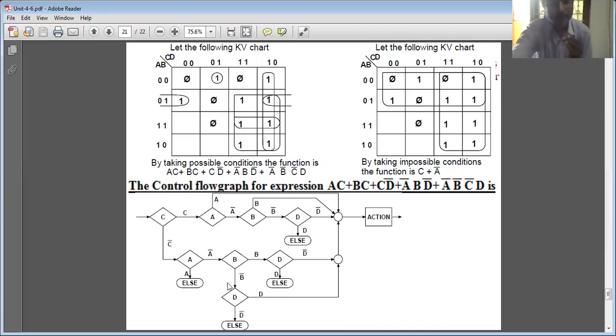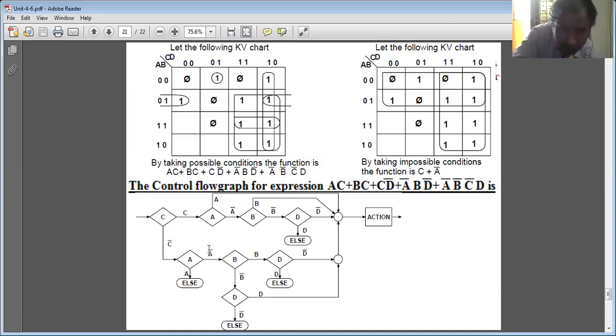Now we can write the control flow graph for the expression AC plus BC plus CD bar plus A bar B D bar plus A bar B bar C bar D. How have you written it here? You take AC. First, C is there, then A is there, AC is over. Then BC, B is there. Where is B? C is there. BC, B is there, then C is there. B is there here, B is there here. C is there. So where can you find BC? Find out.